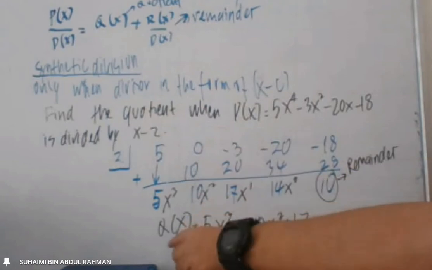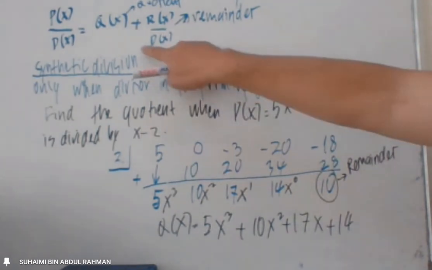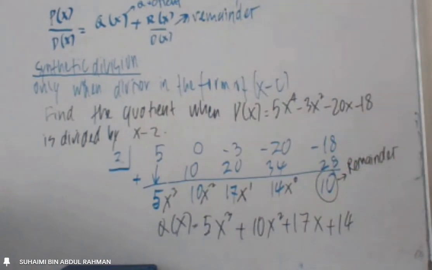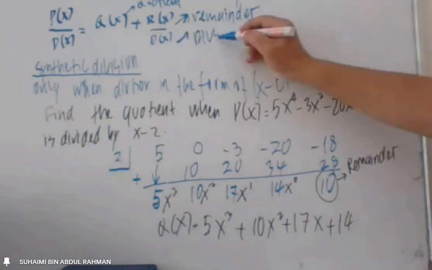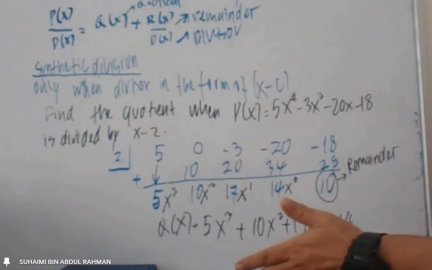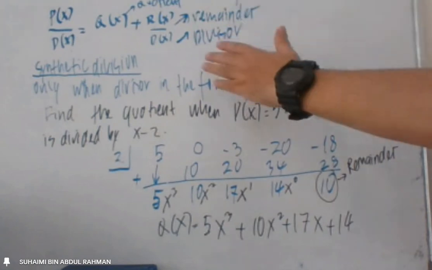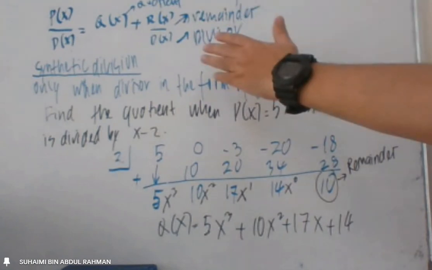And remember the quotient is represented by q(x). q(x) is the quotient. r(x) is the remainder. d(x) is the divisor. p(x) is the polynomial. Polynomial divided by divisor equals quotient plus remainder over divisor.